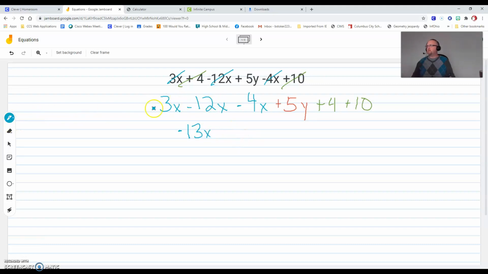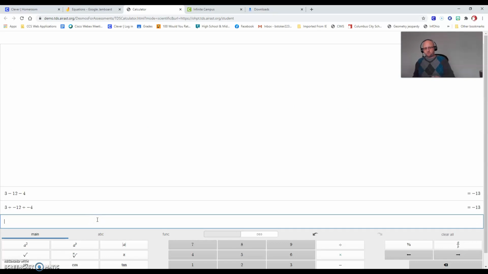Okay, so all of those have been combined, so that's all done. I can't do anything with the 5y. There's no other y's, so that's all there is. So I'm just going to have plus 5y. And then my last one, I'm going to do 4 plus 10. And again, I'll just double check that with the calculator. 4 plus 10. Mr. Stoker, that's 14.